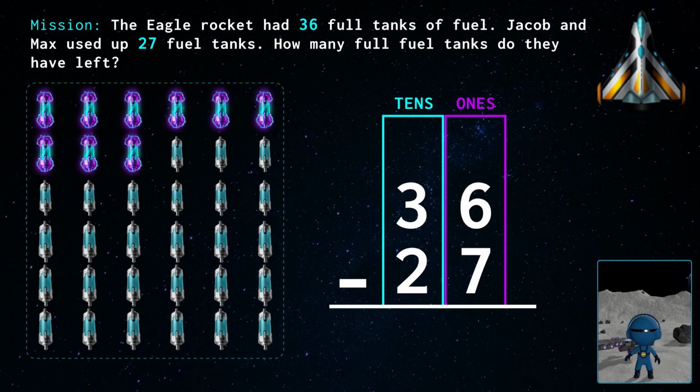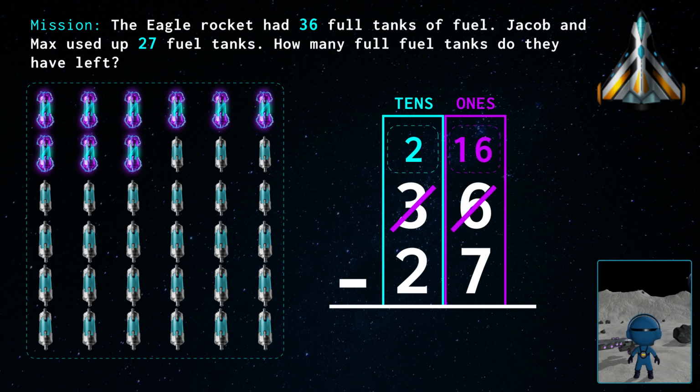Let's start by subtracting the numbers in the ones column. So we can't subtract 7 ones from 6 ones. The top number needs to be greater than the bottom number. What should we do here? I'd say we regroup. What I like to do is borrow 10 from the tens place and add that 10 to my 6. By borrowing 10 from the tens column and adding it to the ones column, we now have 2 tens and 16 ones.